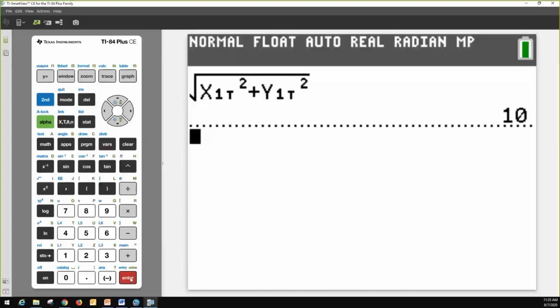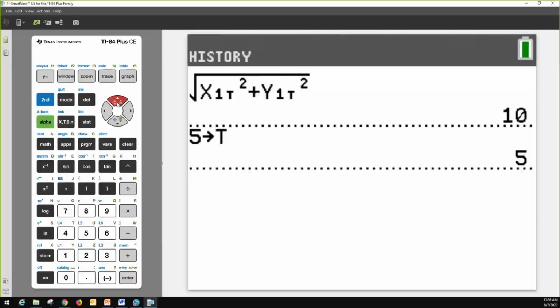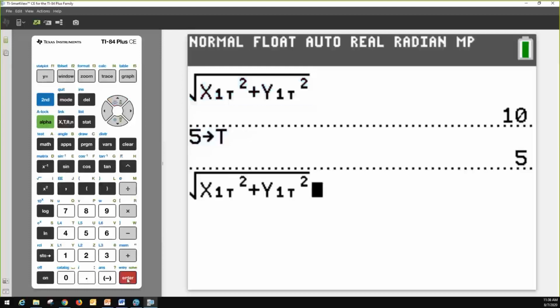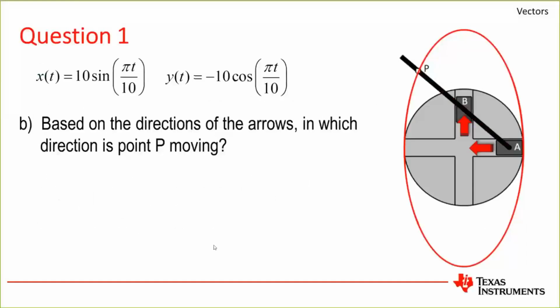And I get 10. Now it's interesting because I haven't put a value in for t. I could double check it. I could put any value in I want for t. Let's just store that as 5. And you'll notice when I press x, t, theta, and n, it automatically defaulted to t. That's because my calculator is in parametric mode. I'll go back and I'll get this calculation, and it's still 10. So it's a quick way of checking to make sure that your calculation that you did in your show that is correct. All right, let's move on to part B of question number 1.